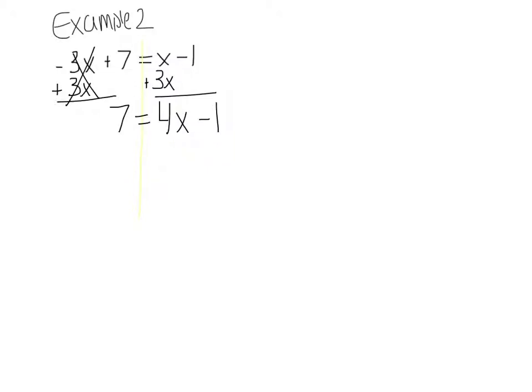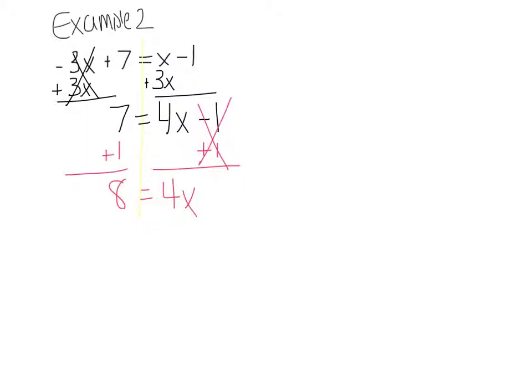And I see I've got this minus 1, or picture again a red unit tile over there. So what can I add to it to get rid of it? Well, I know if I add 1, that's going to make a 0 pair over there, and I'll be able to get rid of it. But if you do it to the right, you've got to do it to the left. Alright, so let's see what we have on each side of our equation now. We've got negative 1 plus 1 cancels out. And so on the right I just have 4x, and on the left I have 7 plus 1, which is 8. And now I've got 8 is equal to 4x.